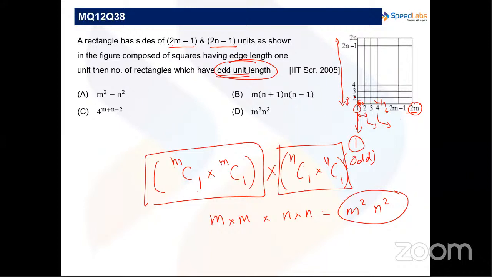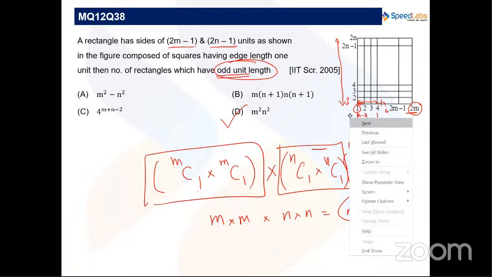Arushi, Manvi, Param, Vamsi. So our correct option is option D. Moving to the next question.